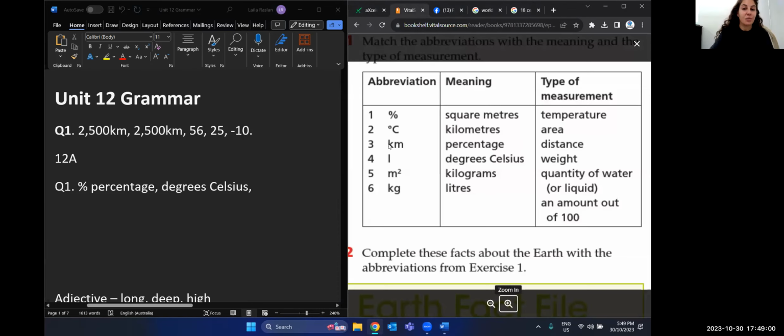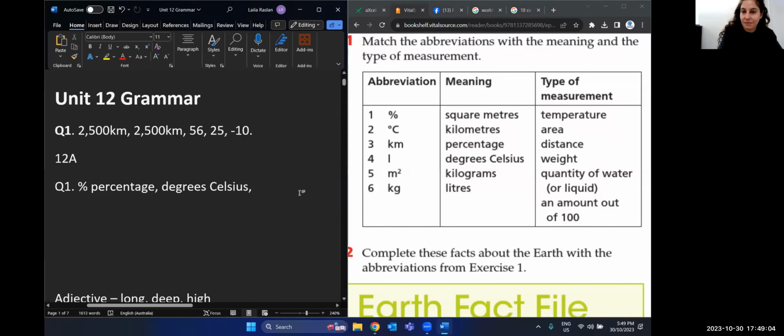Okay, number 3, what's that? km. Kilometers? Yeah. Hey Vivi, how are you? Good. So I'll put the audio in about after the break. Yeah, you're gonna be here? Okay, after the break.